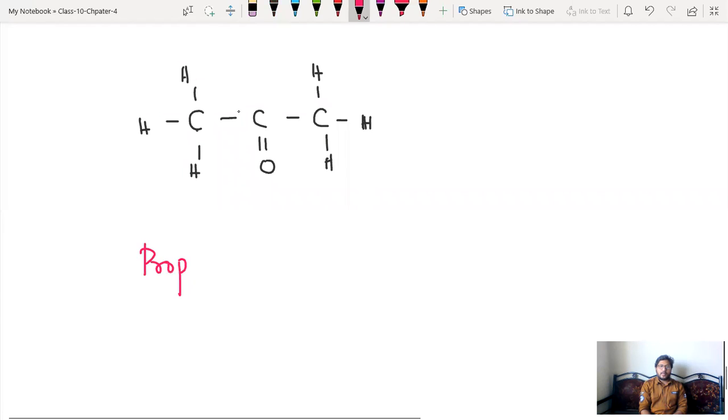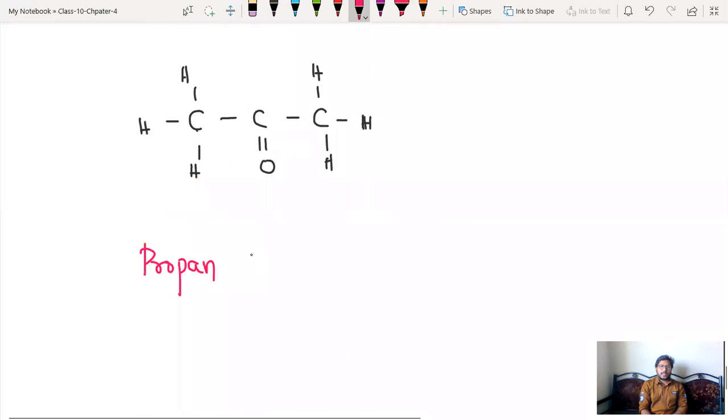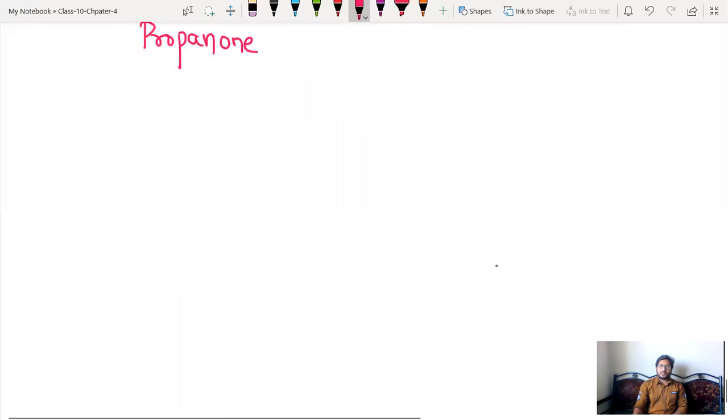So it is prop. In between carbons single bond, so alkane, AN, the E to be removed. And what is the structure? Ketone. Ketone means one. So it is ONE. It will become propanone. Propanone. Right.